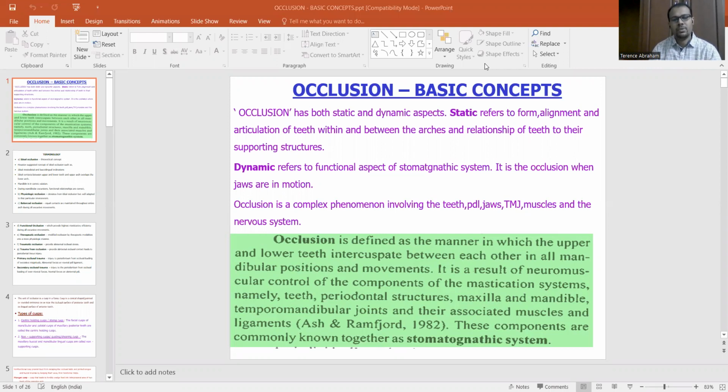So today I am going to discuss a topic on occlusion. What is occlusion and the basic concepts of occlusion? There are mainly two aspects of occlusion. One is static and the other is dynamic.